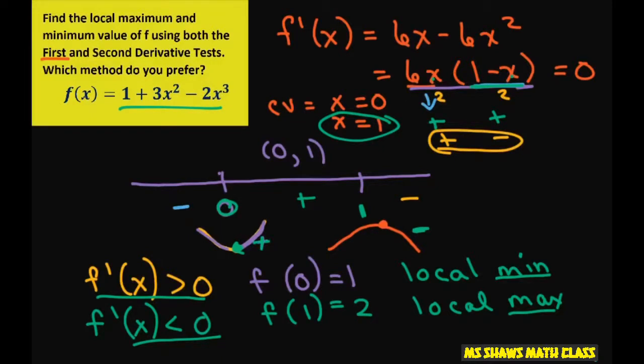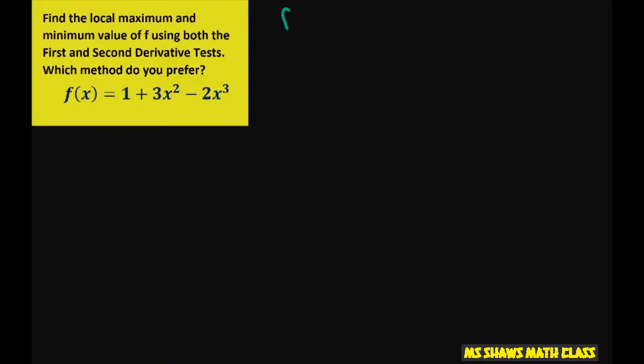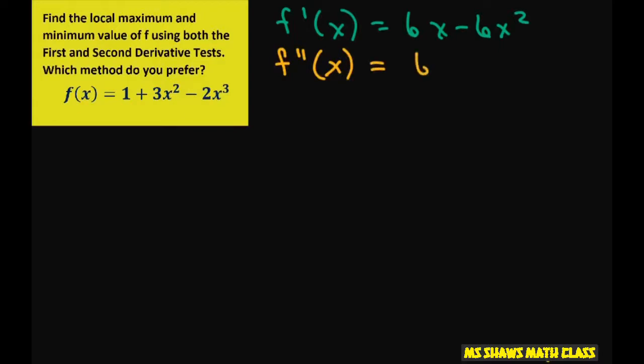Now, for the second derivative test, what you would do is, okay, we have our first derivative, which was f prime of x equals 6x minus 6x squared. So for the second derivative test, what you would do is take the derivative, so that's going to be 6 minus 12x. All right, and what we're looking at is our critical values of x equals 0 and x equals 1.